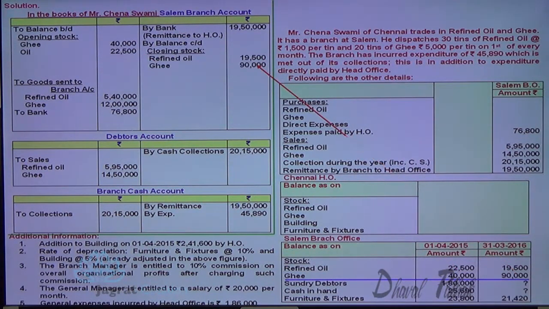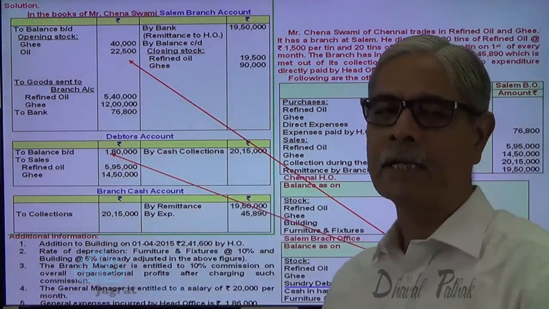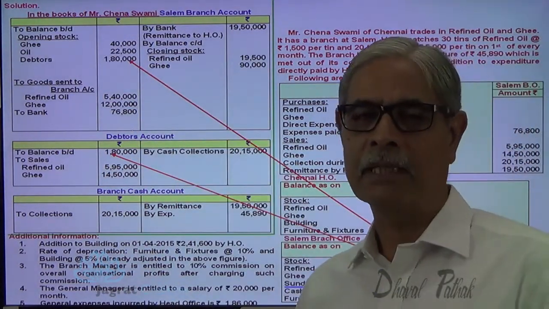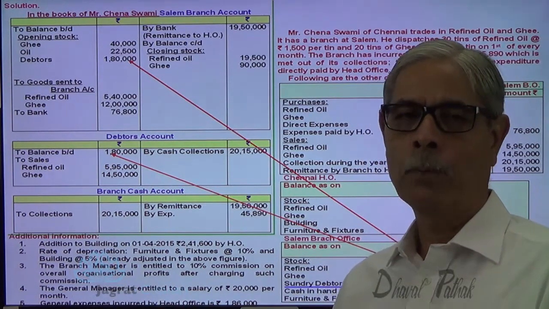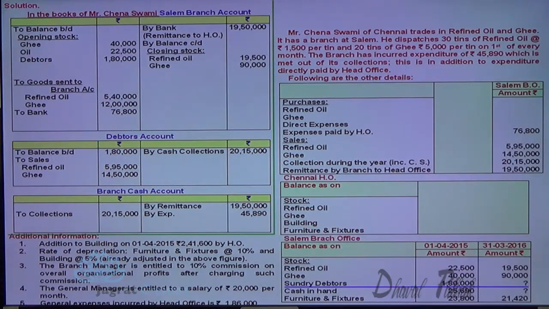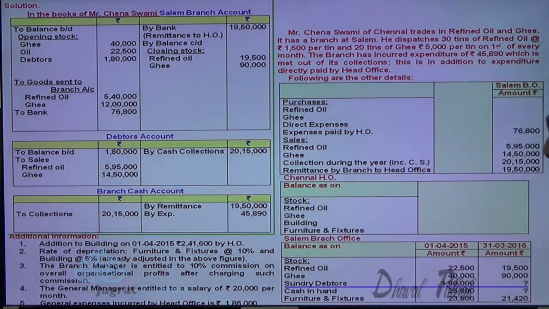Same way, sundry debtors. Opening balance I write in the debtors account, as well as I will write to the debit side of branch account, because asset is given to the branch, branch is the receiver, debit the receiver, branch account debit to opening balance of debtors account. This is in working note. I have recorded the opening balance. Closing balance is missing, that I will find and record on the credit side of branch account.